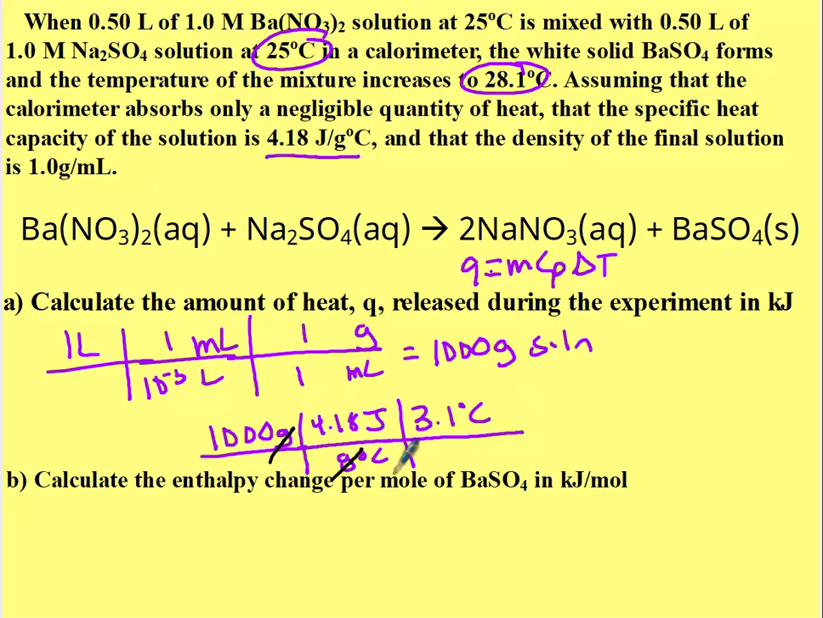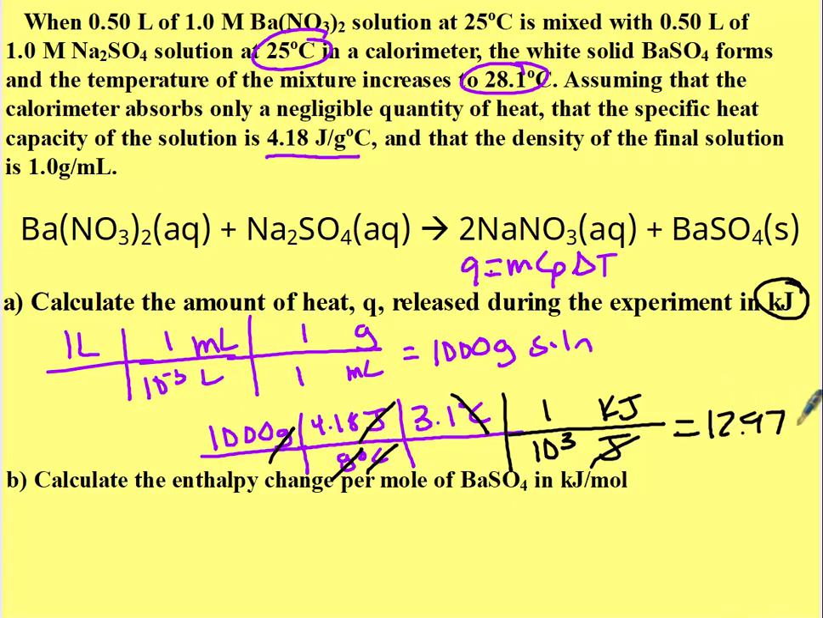So grams cancels, Celsius cancels. I'm at joules, but I want my answer in kilojoules. So I need one more step, joules to kilojoules. 1 kilojoule is 10 to the 3rd joules. And again, that info is on the periodic table reference chart. So solving that out, we get 12.97. We need 2 sig figs. Everything's in 2. So that's 13 kilojoules.